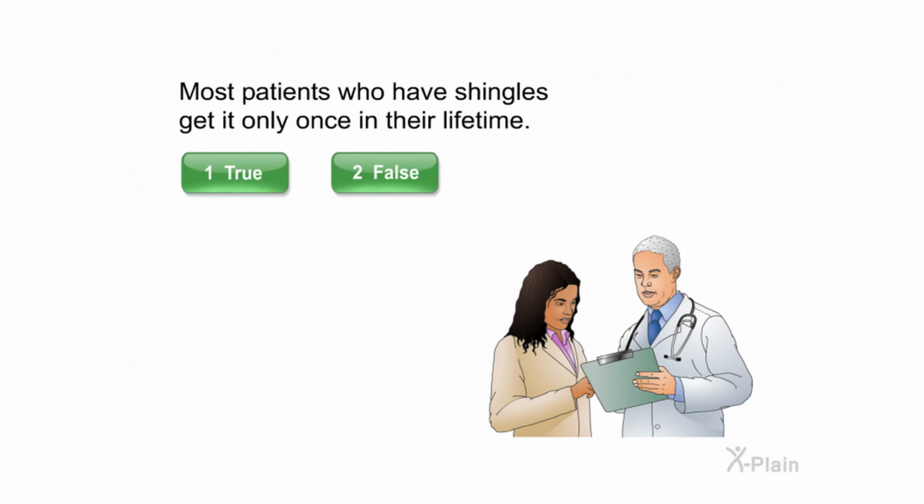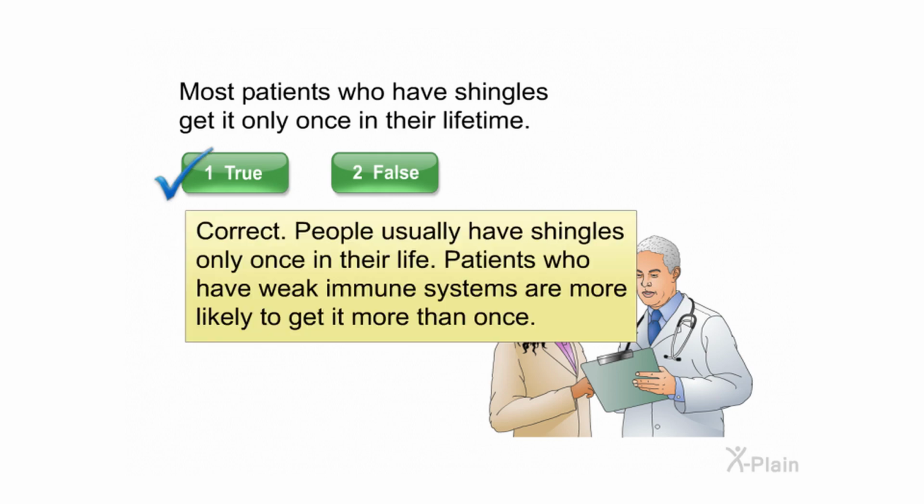Most patients who have shingles get it only once in their lifetime. Select true or false. Correct. People usually have shingles only once in their life. Patients who have weak immune systems are more likely to get it more than once.